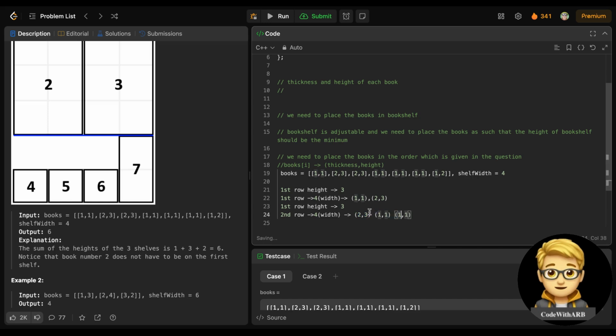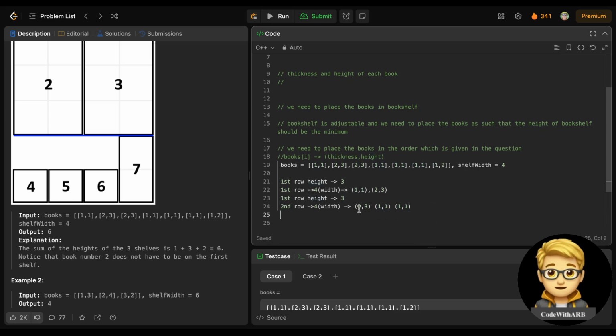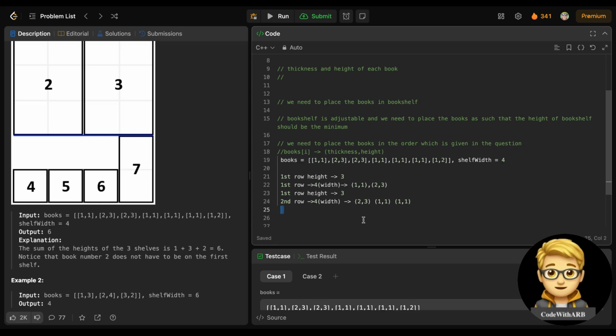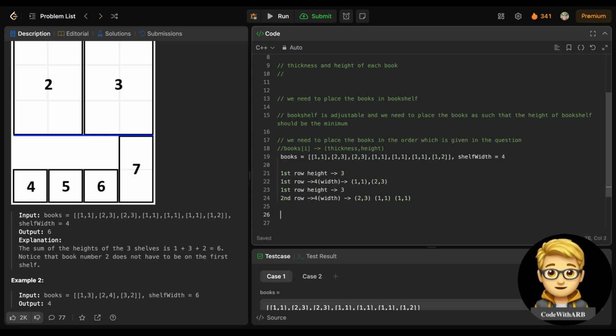So the maximum height in the bookshelf row is 3. 3 plus 1 and 3, so 3 is the maximum, right? So now the shelf width is over, right? We need to move to the third row for placing the remaining books.